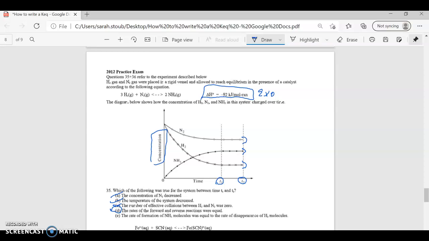E is not a good answer, because the rate of formation of NH3 was equal to the rate of disappearance of H2. That doesn't work, because we are forming NH3 like twice as fast as any N2. And we are using up H2 3 times as fast as any N2. So if we look at it for each reaction, the amount of NH3 we make is 2 per reaction, and the amount of H2 we lose is 3 per reaction. And so those aren't a 1-to-1 ratio, so E cannot be correct.